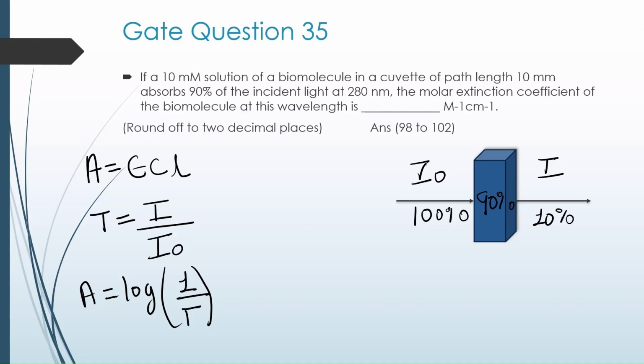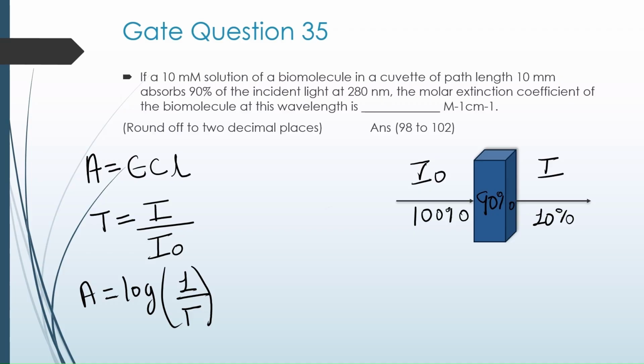Now to solve this Beer Lambert's law equation, we have concentration, we have optical path length, but we have to find absorbance to calculate the molar extinction coefficient. So to find the absorbance we have to find the transmittance, because by using the transmittance we can find the absorbance. So let's find the transmittance.